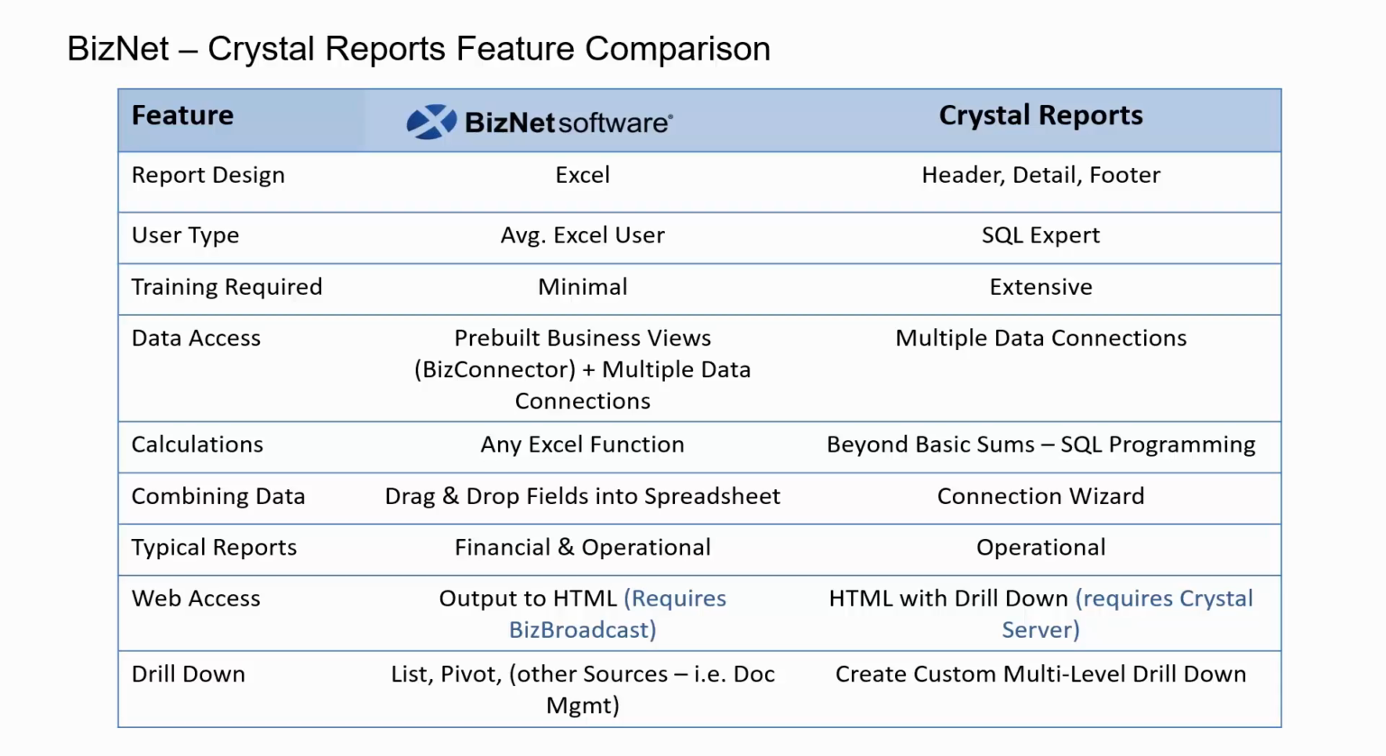Web access. Okay, mobile users. BizNet can broadcast out Excel, PDF, in a static format. We also have the ability to publish to a website via FTP or HTML. Here's where Crystal has the ability for you to drill down.